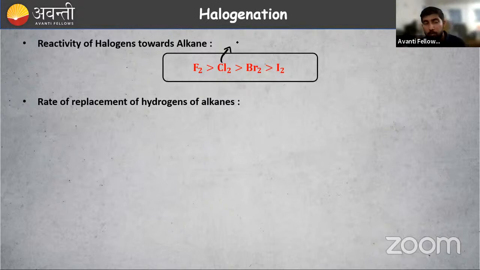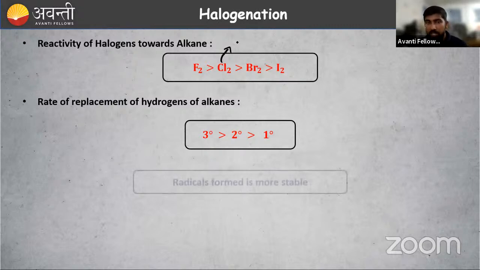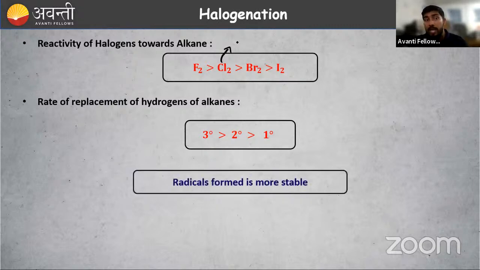Then the rate of replacement of hydrogens of alkanes. So what about the rate of reaction? Which one is faster? So I have tertiary, secondary, then primary. You know tertiary, secondary, primary, right? That is carbon, carbon. One carbon is attached to another carbon. Okay. Then let us check it out. So which one is more reactive? What about the rate of reaction?